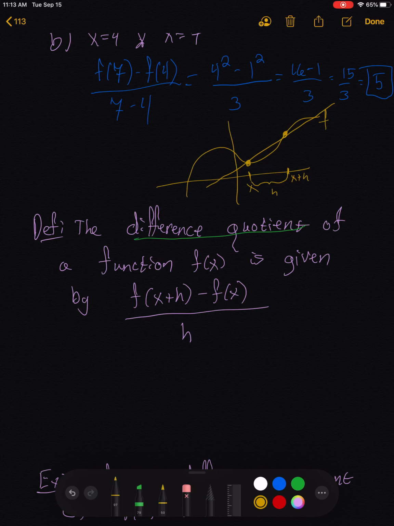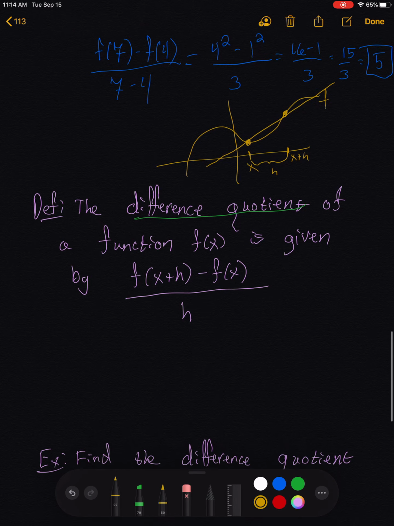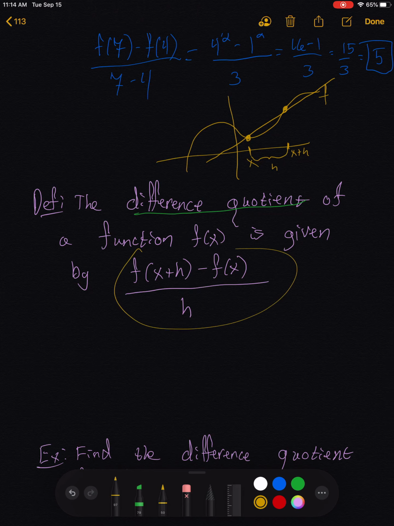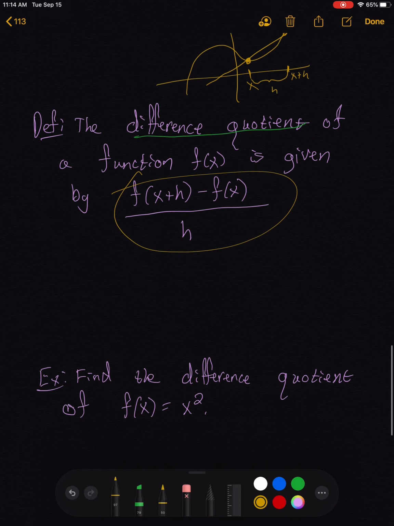This is going to end up being a very, very important concept when you move on to calculus. The basis of what we call the derivative, which is the bulk of what you're going to study in a first course in calculus, is really just a difference quotient. So this is an important thing to be able to find. So let's take an example.